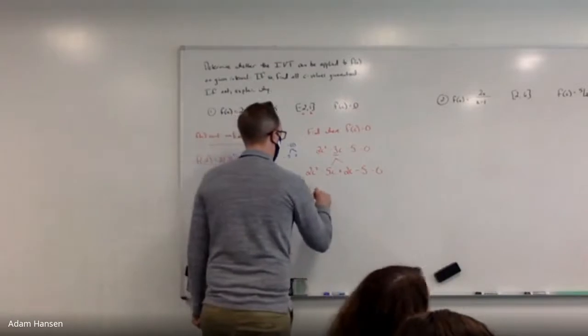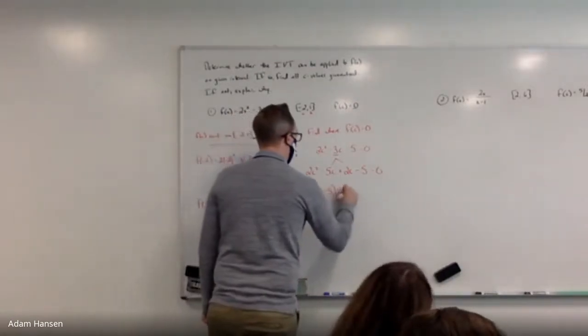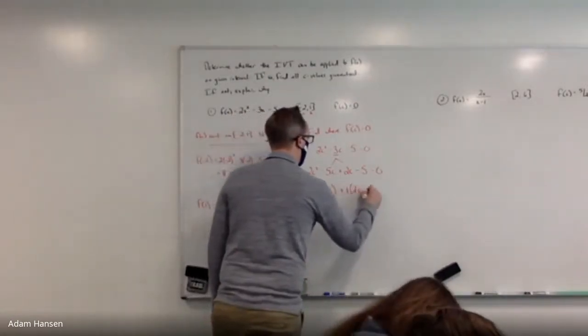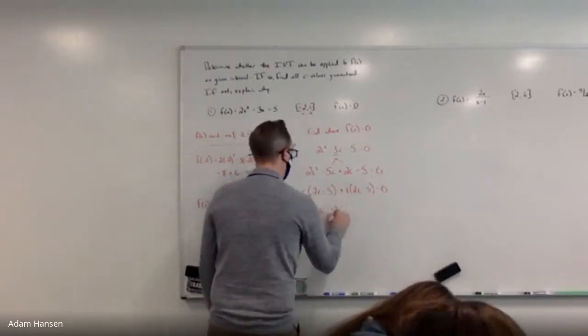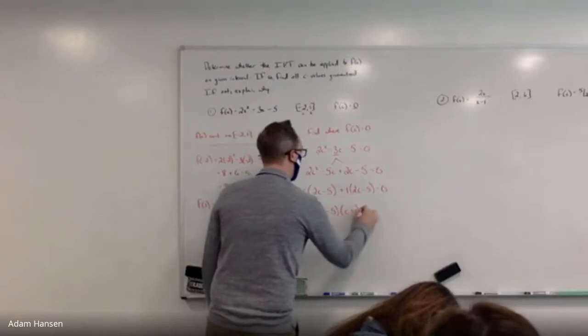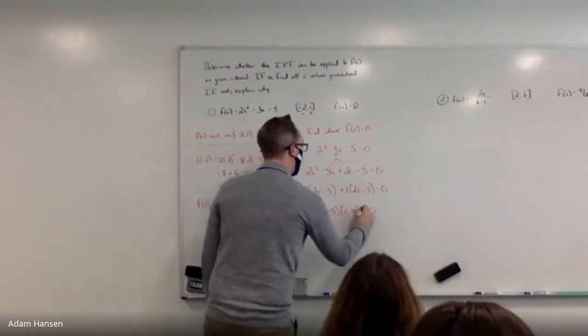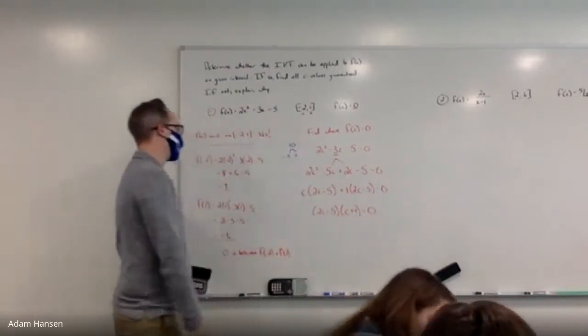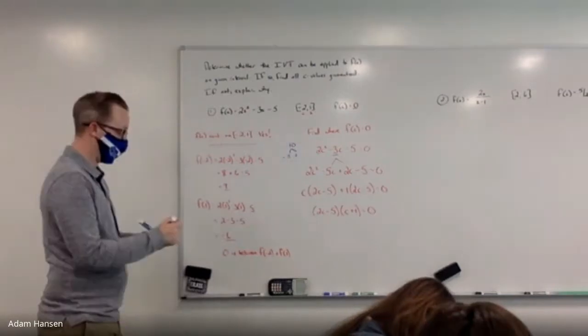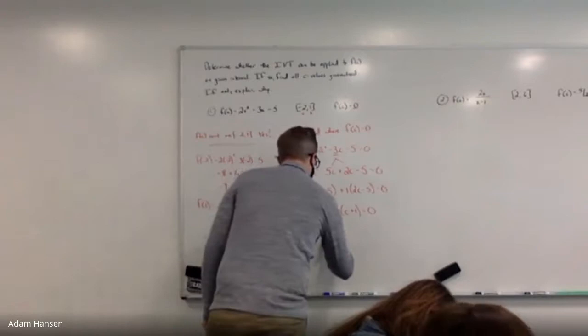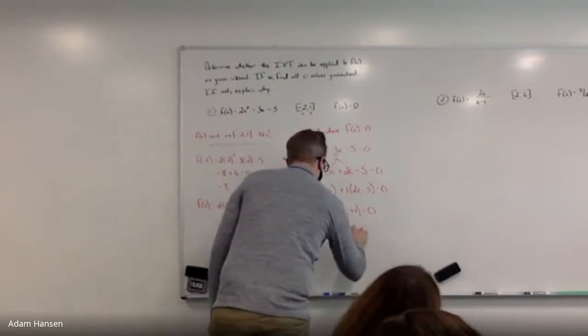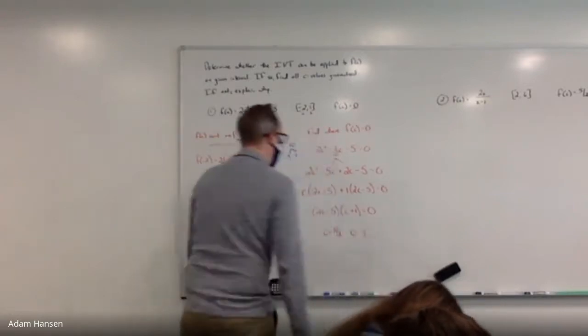Factor out a c and a 1. My factors are 2c minus 5 and c plus 1 equals 0. So my two solutions are 5 halves, or 2.5, and -1.